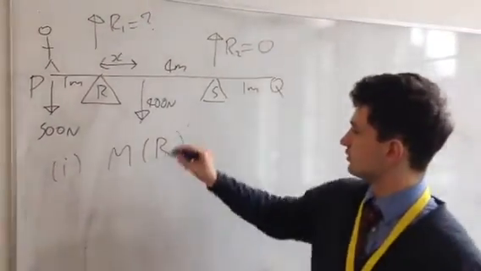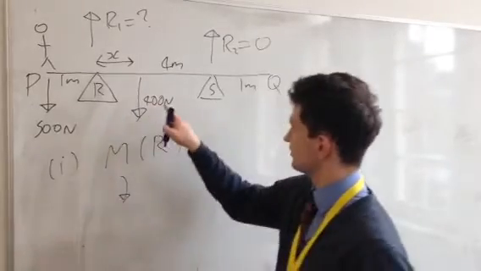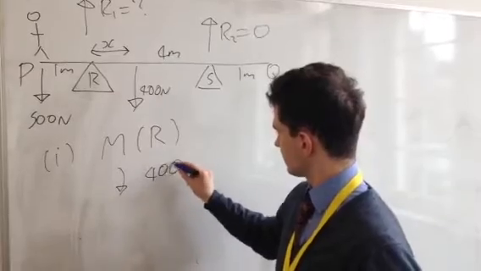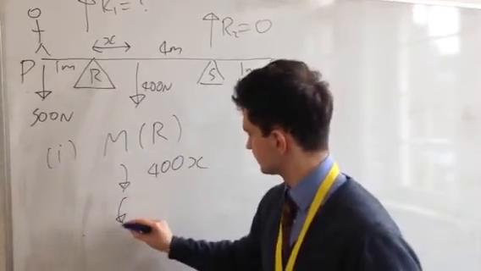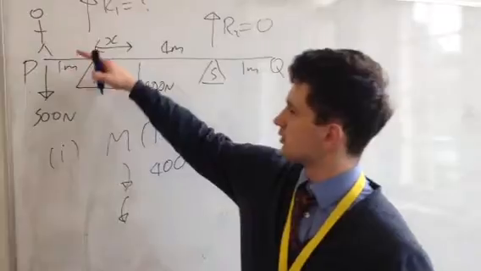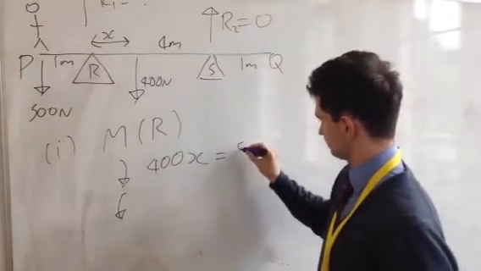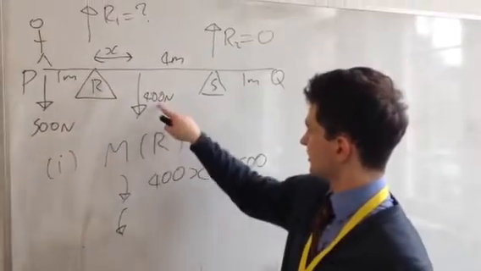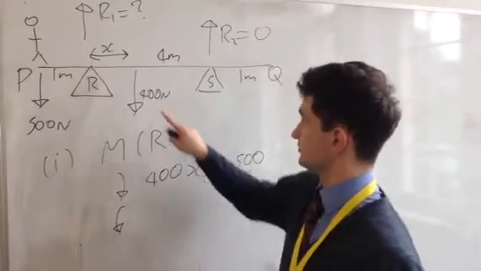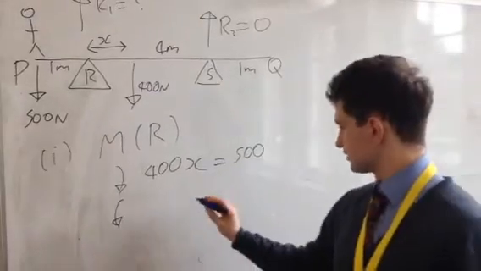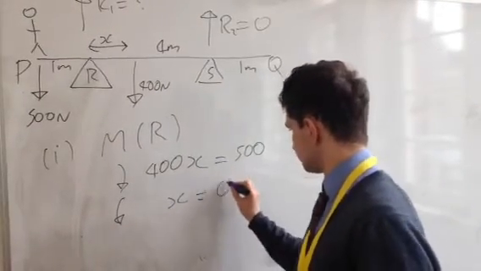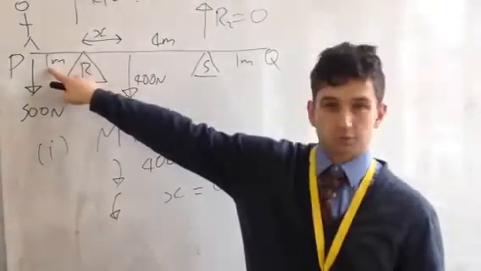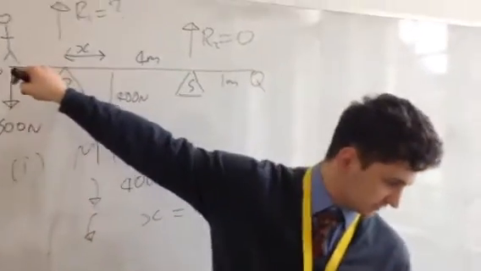and we have, going clockwise, 400 x, and then anti-clockwise is equal to 500 times 1. So that's the force of the buoy times distance, and that's the force of the plank acting down times distance x. Solving, we get x is equal to 0.8 metres. And don't forget to add the 1, because the question asks to find the position.